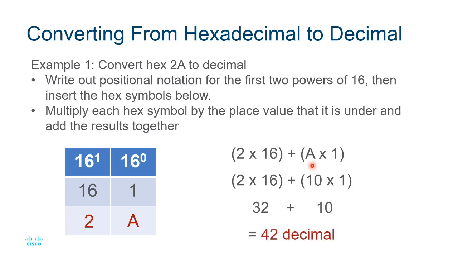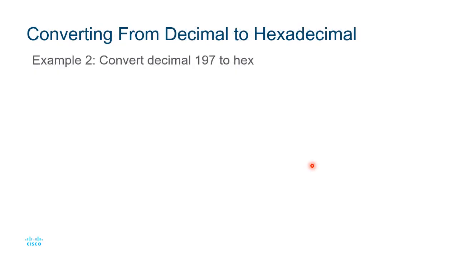Multiplying or dividing by 16 isn't always easy when doing hex to decimal conversions. Usually it's easier to convert the hexadecimal or decimal value to binary first, then convert the binary number to decimal or hexadecimal. Let's convert decimal 197 to hex. First, I'll begin by converting 197 to an 8-bit binary number.